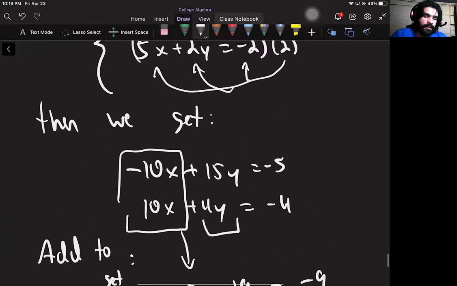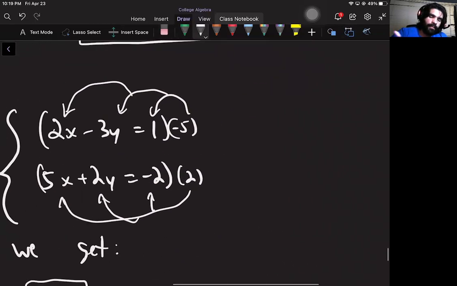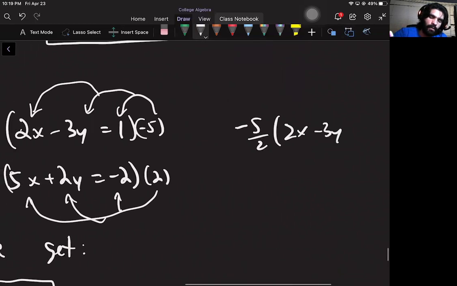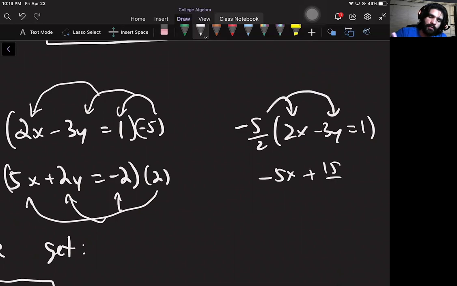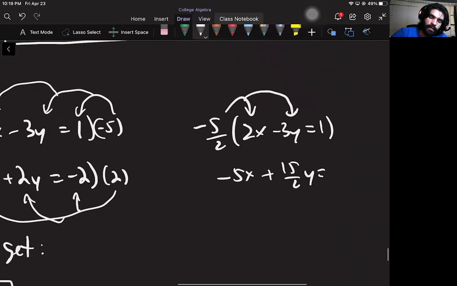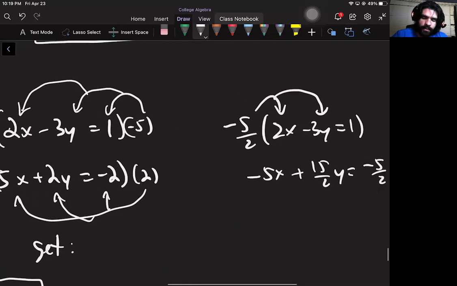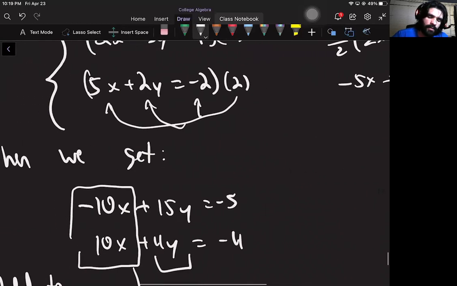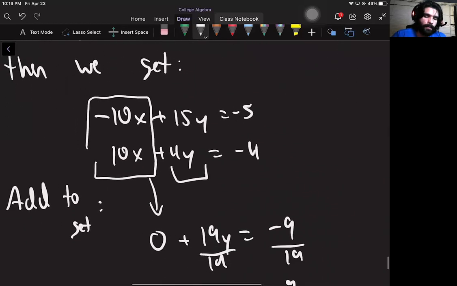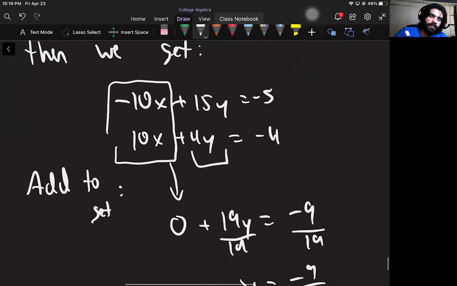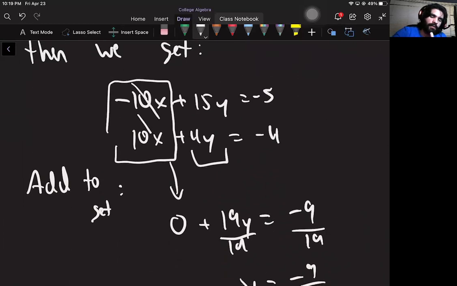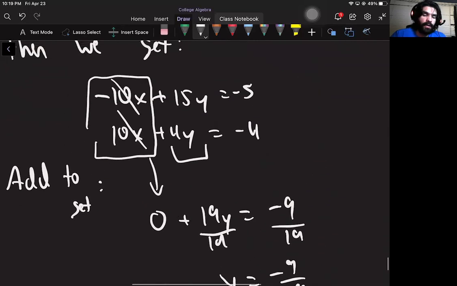If I had instead decided to multiply the first equation by -5/2 as originally planned, you could see how it would be very annoying. This one wouldn't be so bad because you would just get -5x, but this one would be like 15/2y. Ugh, disgusting. And this would be -5/2. I don't want to add those because then I would have to get common denominators and it'd be terrible. So let's not do that. Instead, manipulate both equations. And then when you add, it's nice and soothing. You get a nice cancellation.